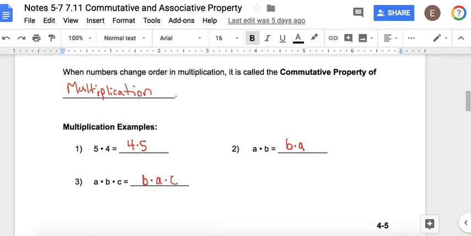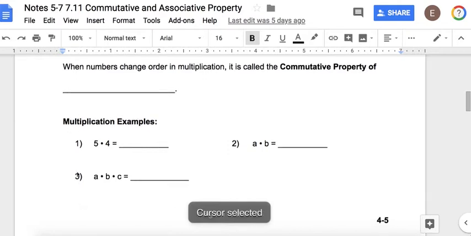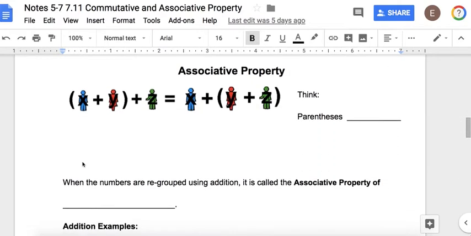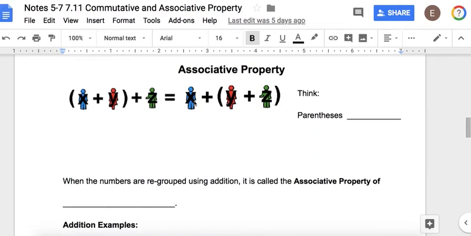All right, let's move on to the associative property. So if you look at the example here, think parentheses moves. So if the parentheses moves or something gets regrouped, then it's the associative property. And I like to call this the dating property.